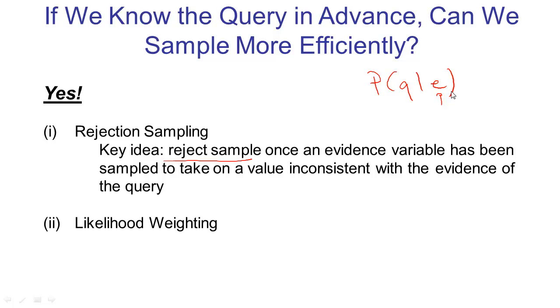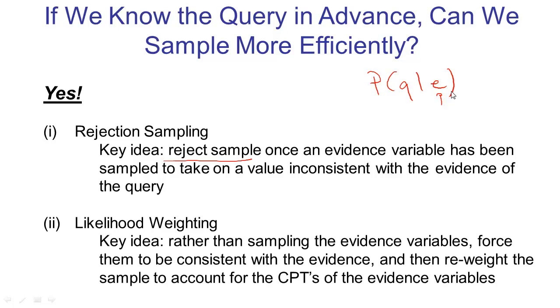Likelihood weighting, which is the second approach we're going to look at, provides a remedy to that problem. The idea in likelihood weighting is that rather than sampling the evidence, instead you force the evidence variables to be consistent with the evidence instantiation you are provided with. And then you reweight your samples to make sure that you are properly accounting for the conditional probability table of those evidence variables.